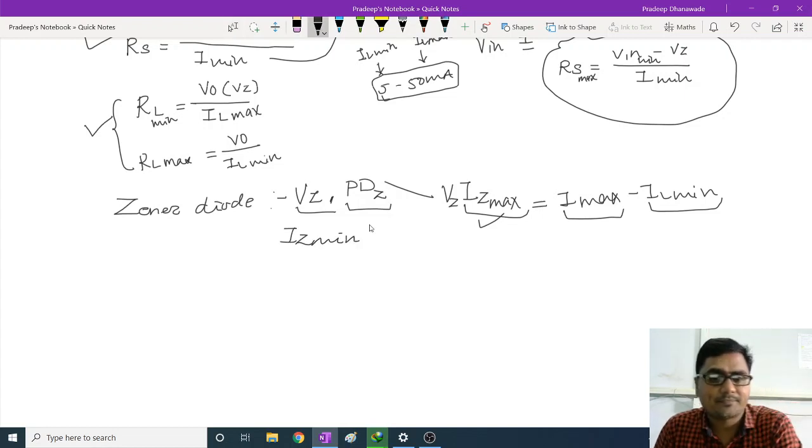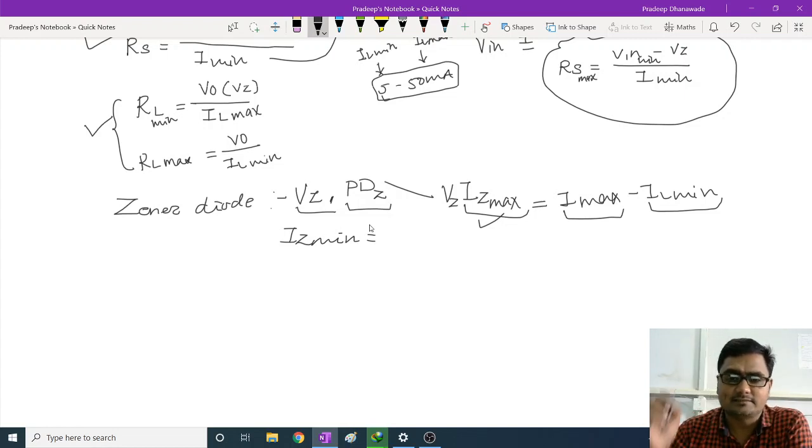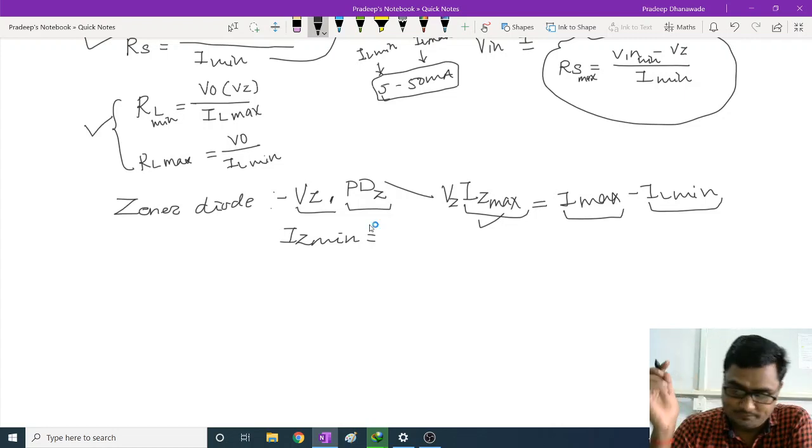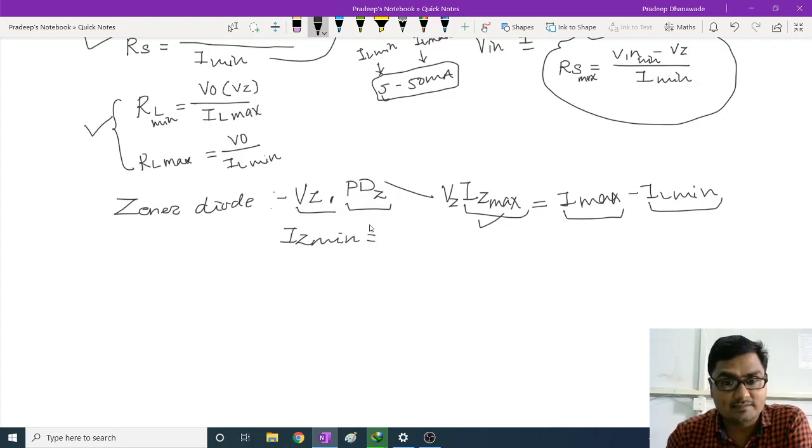Another important thing where people generally get stuck is Iz minimum. Iz minimum is not given in a datasheet. In some cases, this Iz minimum is not specified in the design statement also. In that case, what to do? The only option for us is to assume. Assume a suitable value for this Iz minimum. Now that suitability you have to decide.